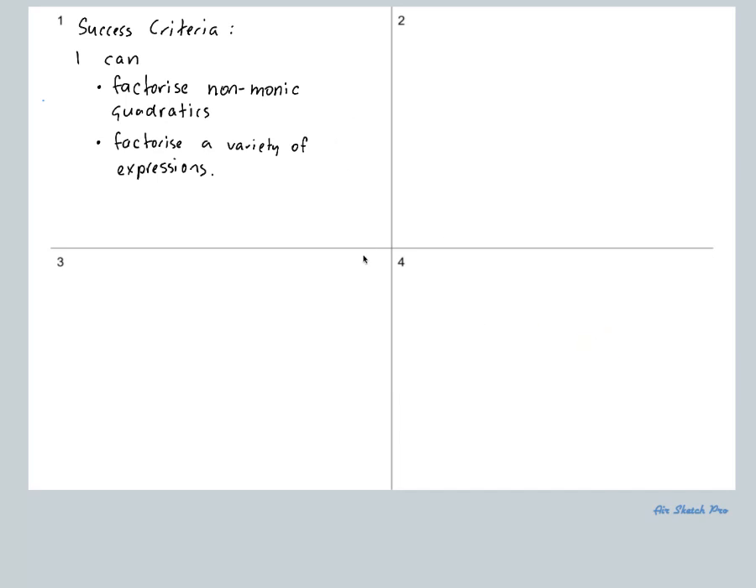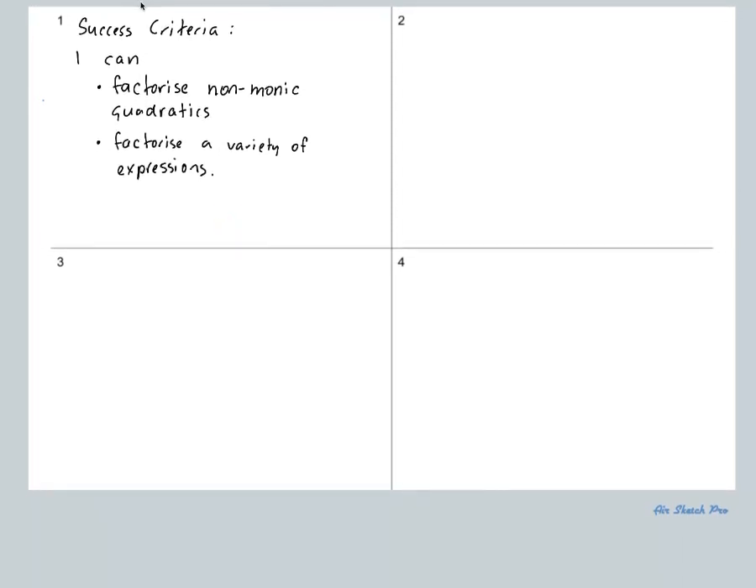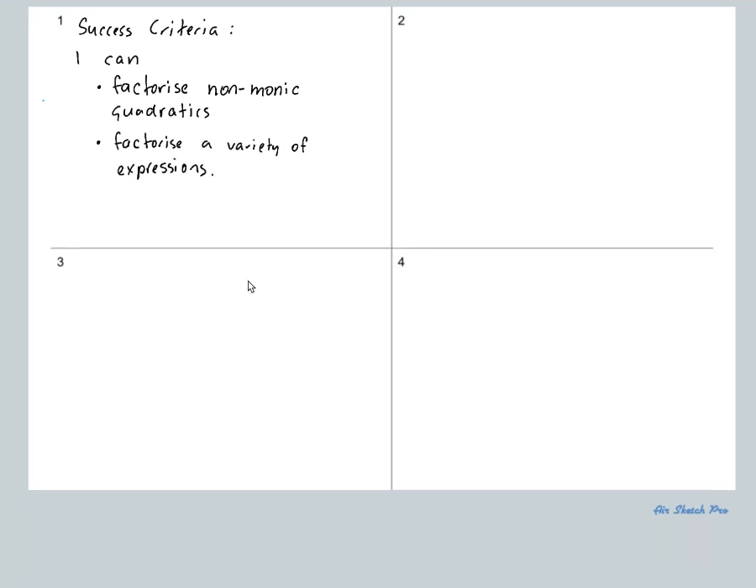So as you can see on the board there, we are looking at the success criteria for today being that I can factorize non-monic quadratics, which is very exciting. I'll explain what that means in a second. Sorry, technology fail again. There we go. And secondly, I can factorize a variety of expressions.